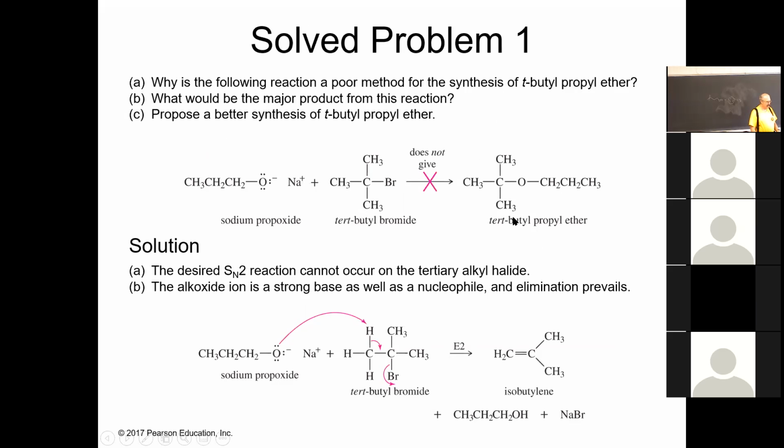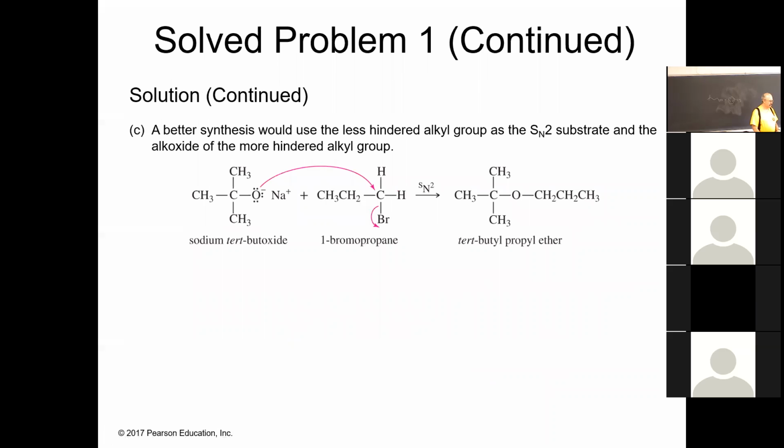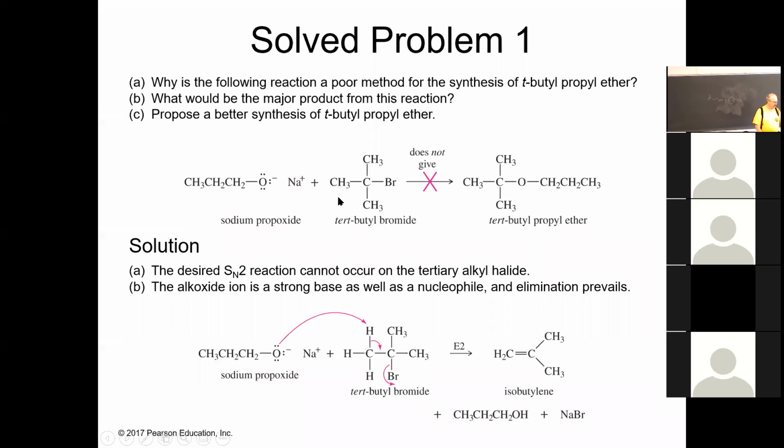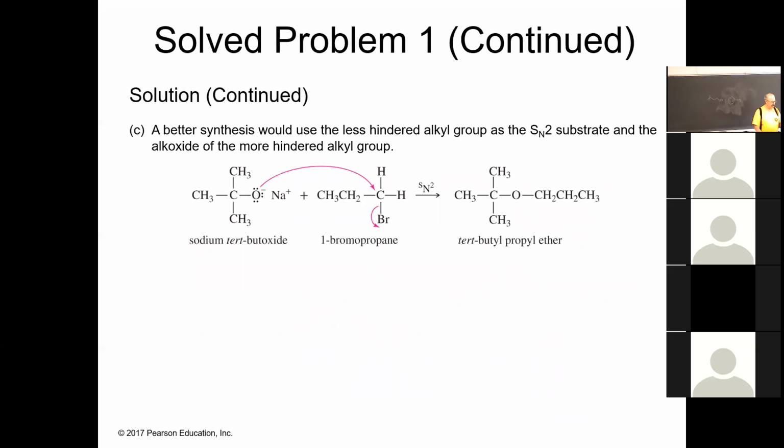Okay, so let's say we want to make tert-butyl propyl ether. This is not going to work because what we'll get instead is E2 elimination. Sodium propoxide removes a beta hydrogen, we form the double bond, we kick out the bromine. All right, but if we use a different set of starting materials, instead of sodium propoxide, let's use sodium tert-butoxide and 1-bromopropane, which is a primary halide. Okay, then it works.